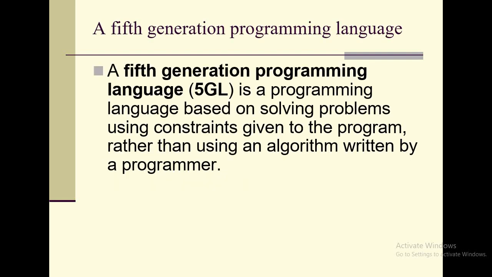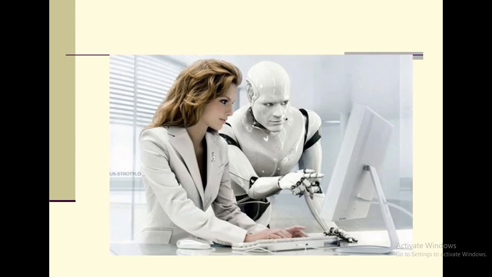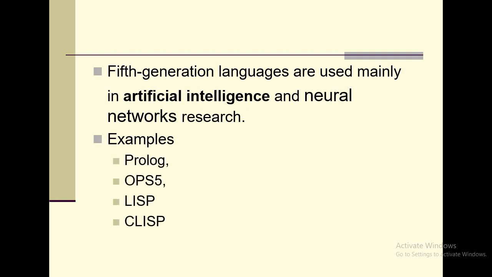Fifth generation programming language. It is also called natural language. Artificial intelligence and neural networks. This type of work is done with fifth generation language. Here we see a robot is helping a human. That means this robot is intelligent, and this kind of intelligence is created by fifth generation language. Here we see some examples of fifth generation language like Prolog, OPS5, Lisp, CLisp, KL1, Mercury, and Intellect.